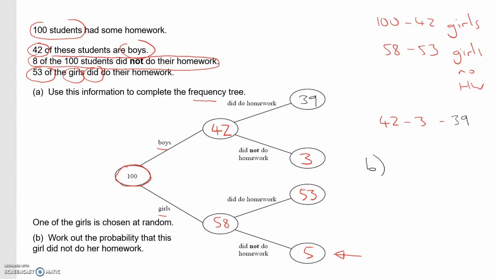Oh, one of the girls, this is essential. One of the girls is chosen at random. So we do not choose a person at random. We choose one of the girls at random, and there are 58 girls. Work out the probability that this girl did not do her homework. Well, the frequency of girls that did not do their homework was 5. So we need 5 out of 58. So our answer is 5/58.